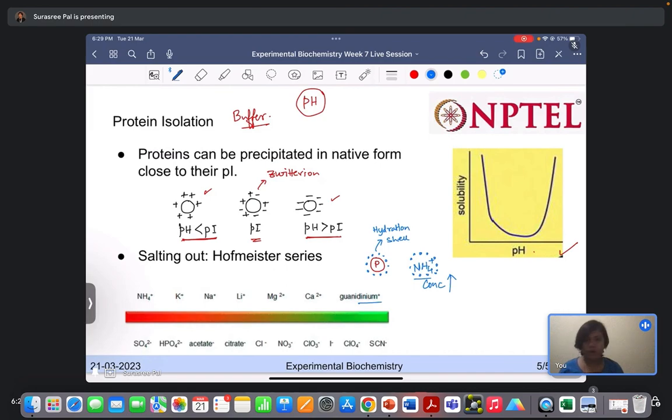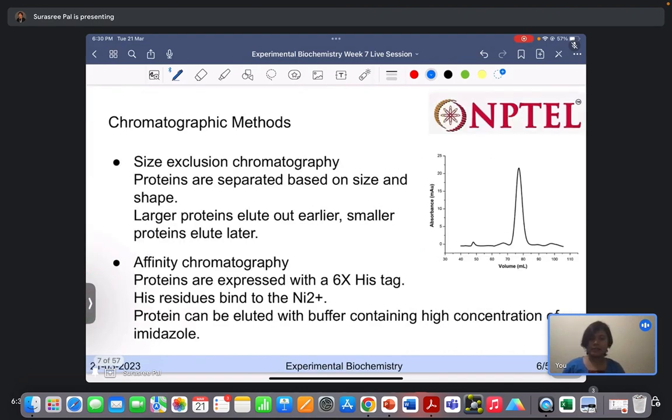Which ions to use for salting out can be followed by the Hofmeister series. So we can actually predict the stability, the denaturation or the destabilization of the protein by following this Hofmeister series, and which ions we can use, we can predict from this Hofmeister series. Now next thing is when we solubilize the protein or when we take it out in the precipitate, the chromatographic methods we will now use.